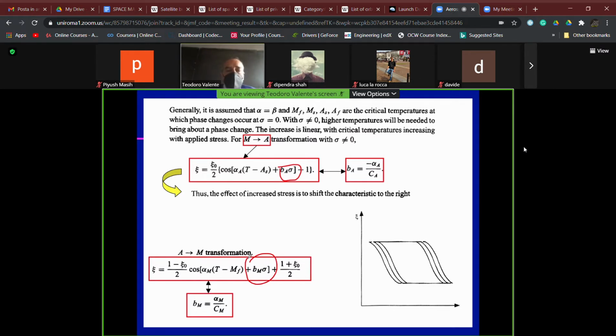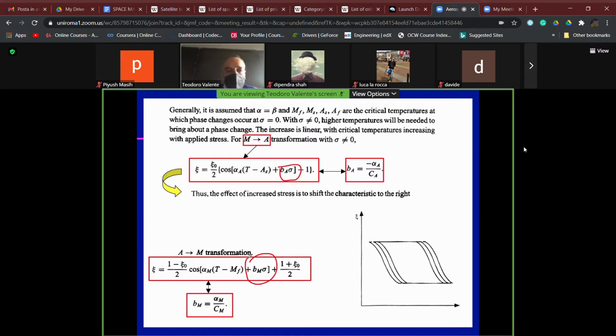And so this is the general formulation for the martensite to austenite, or for the austenite to martensite transformation, in which we take into account the possibility to start from an initial point where Xi is not equal to 0, but we have a percent of martensite or austenite at the beginning, and we define Xi0 as the percent of martensite originally present. So it's a general formulation.